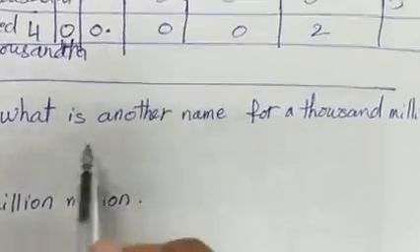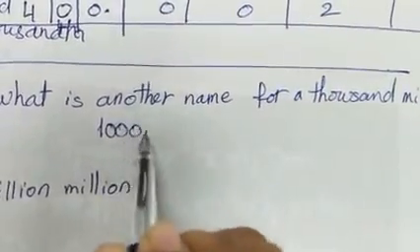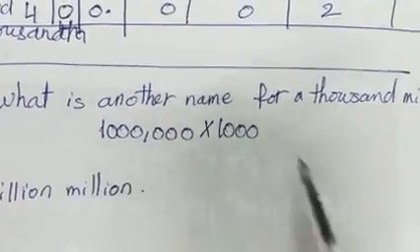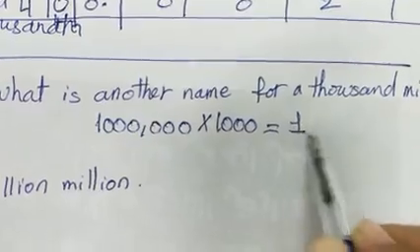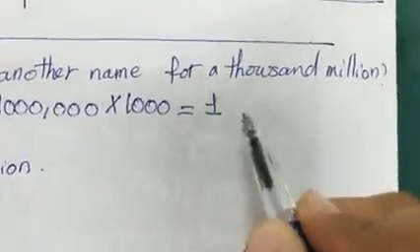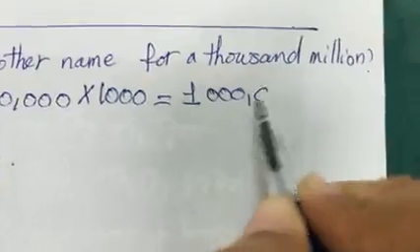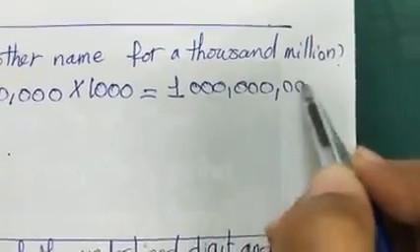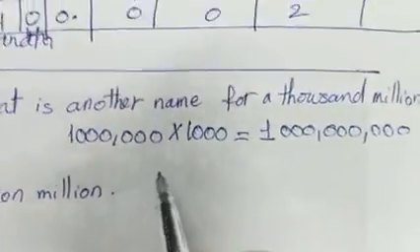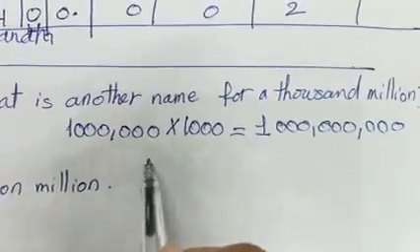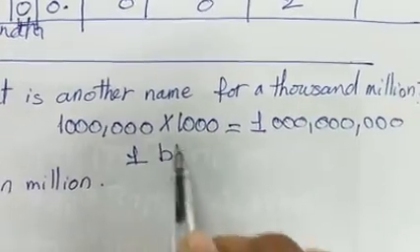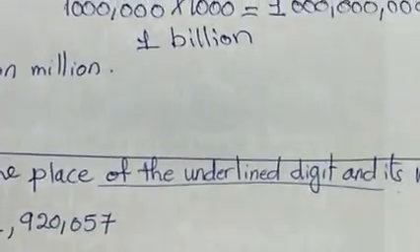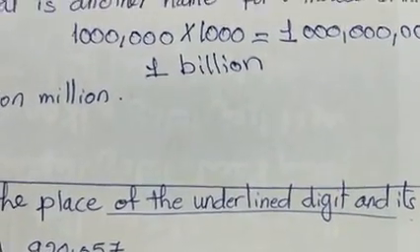Now, if I want another name for 1,000 million, it means I have 1 million times 1,000. So I will have a number consisting of 10 digits. This is the smallest 10-digit number, and its name is 1 billion, or milliards.